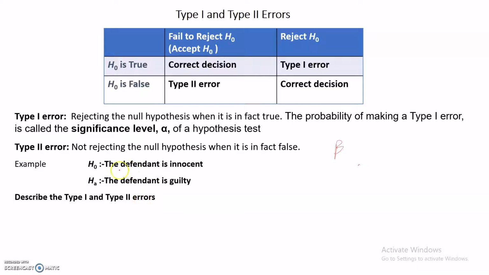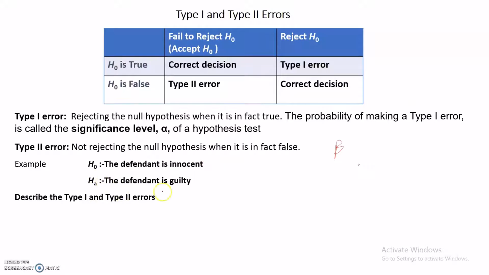Type 1 error will occur when you reject the null hypothesis which is actually true. The defendant was innocent, but you fail to accept that, you have committed a type 1 error. It means you are punishing an innocent person. So you are committing a type 1 error. You are actually punishing an innocent person.